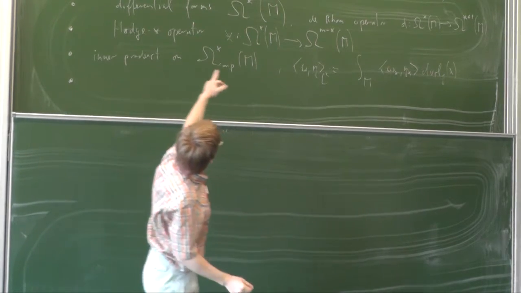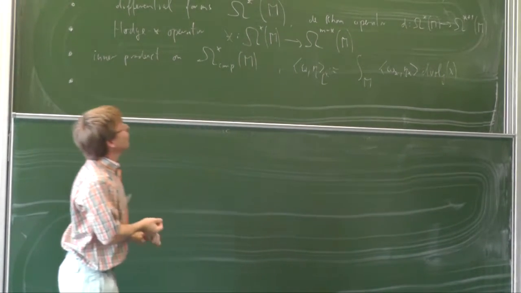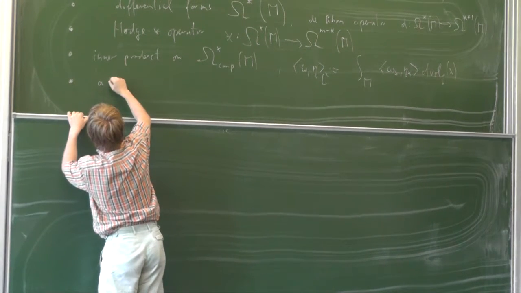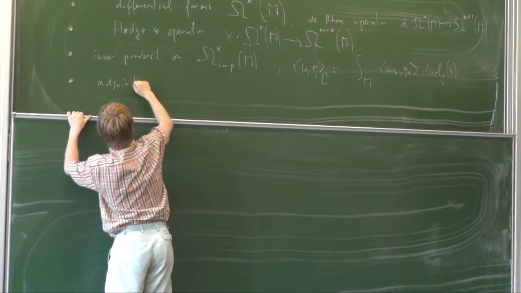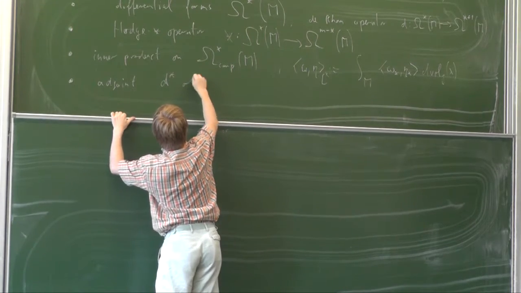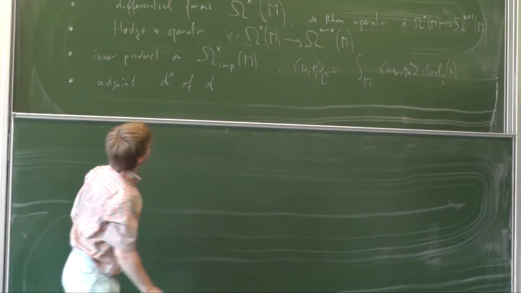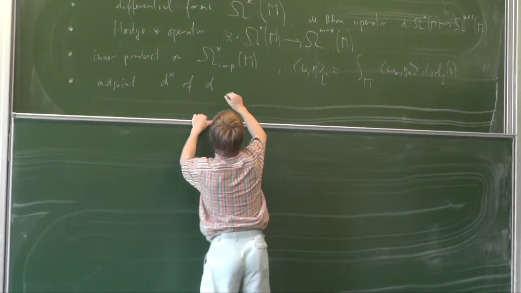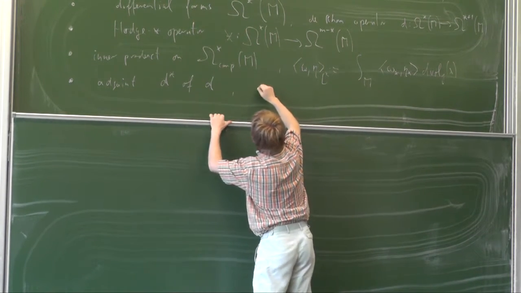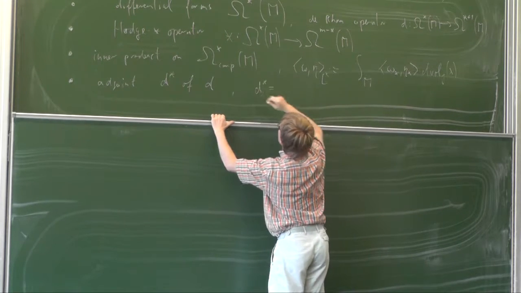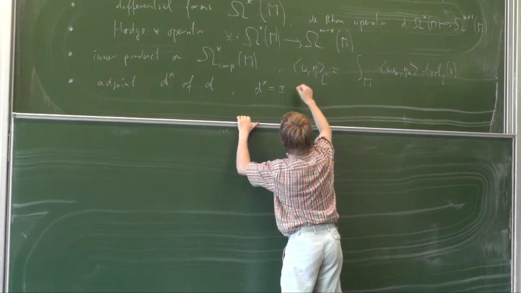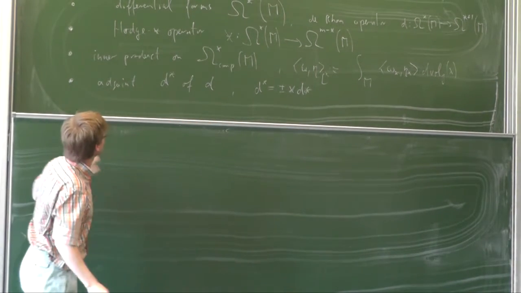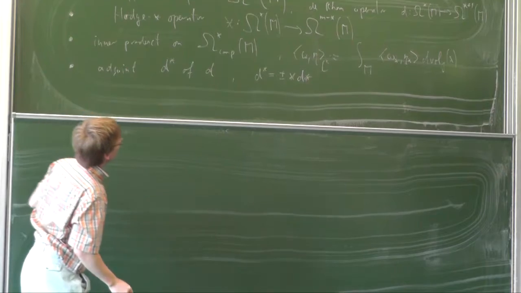Having an operator and an inner product, we can ask for the adjoint operator, at least formally, and there is the adjoint d star of d, decreasing degree by 1, and it can actually be computed using the Hodge star operator. It's plus or minus, depending on the degree of the form, star d star. Easy.